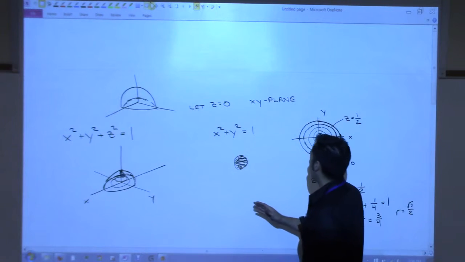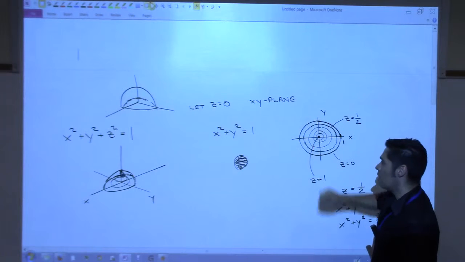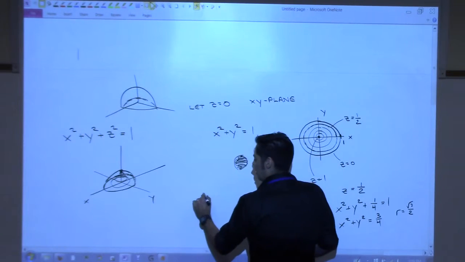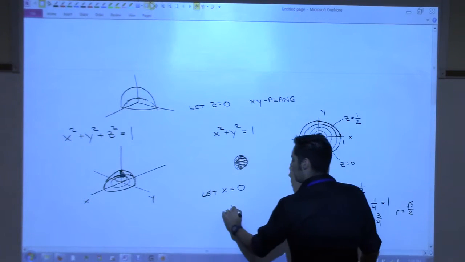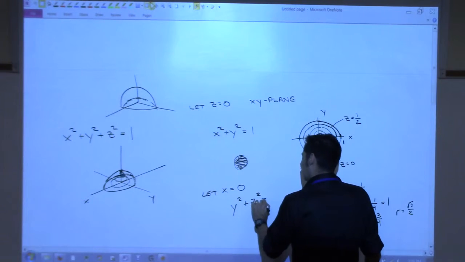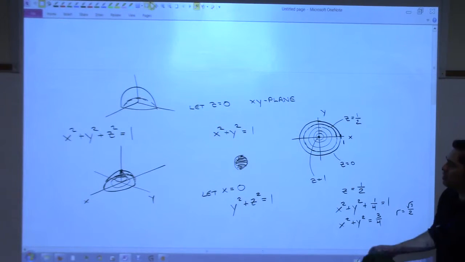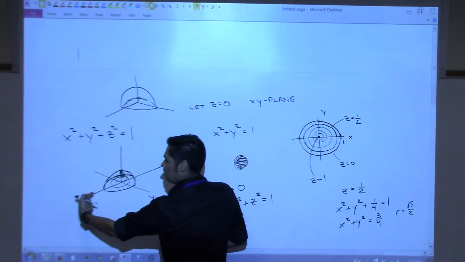I went ahead and I came through and I looked at it from the top down, right? Why not come in and look at it from the side? In other words, why don't we let x be 0 instead? If x was 0, the equation would become y squared plus z squared equals 1, wouldn't it? And that's a circle, but in what plane? The yz plane instead of the xy plane. So it's almost like you're looking at this ball, but from this side.